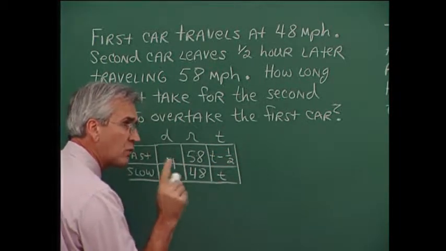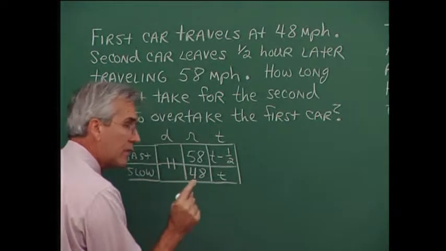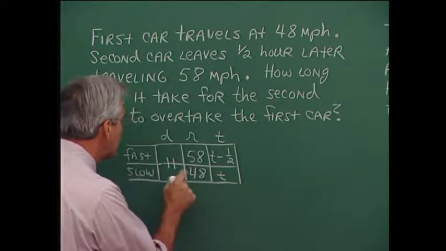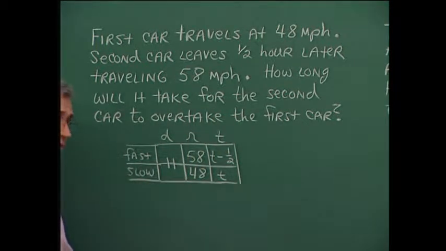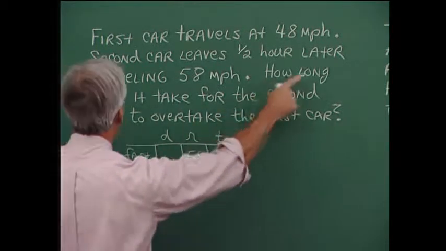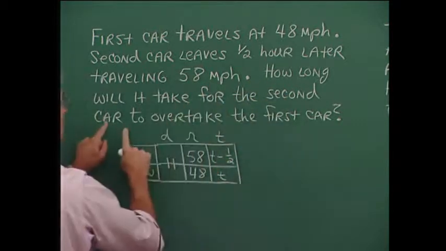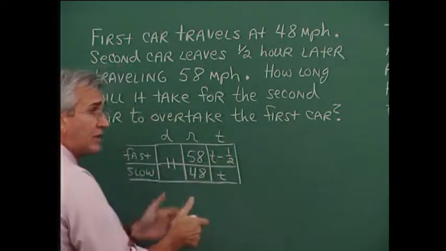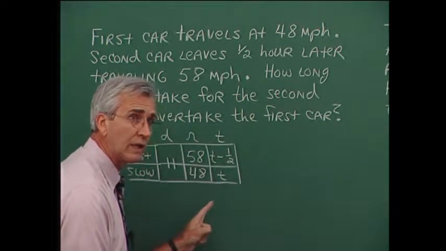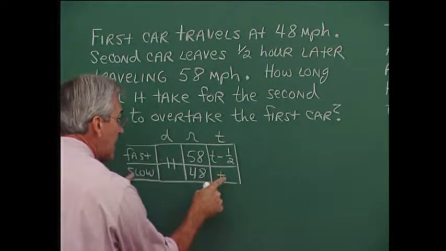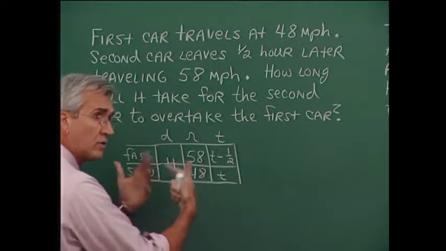Now, once we finish with this problem, though, we're going to look at t, and we're going to say, what does t stand for? Well, t stood for the time for the slow car. Is that what we're looking for here in this problem? We're going to discover, no, it's not, because it says, how long will it take for the second car to overtake the first car? So our time clock starts when the second car leaves, not when the first one leaves. But yet we're finding the time for the slower car, the first car that's leaving.